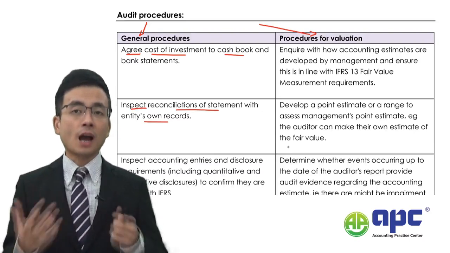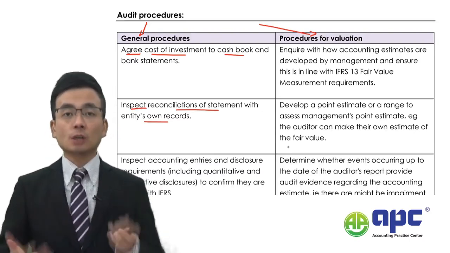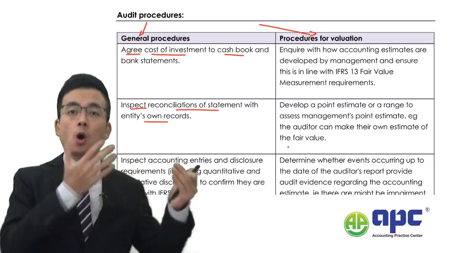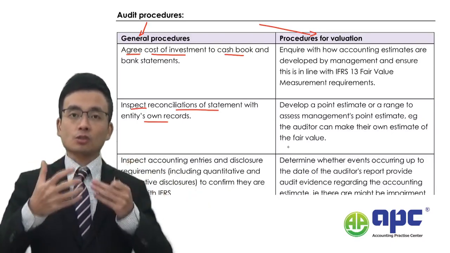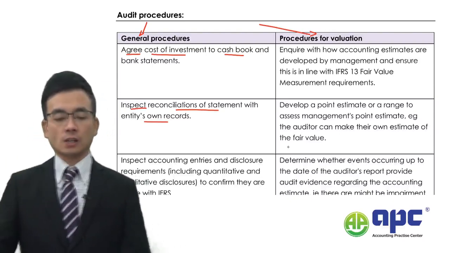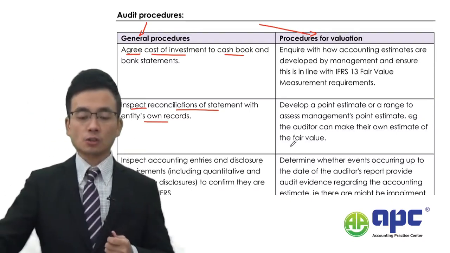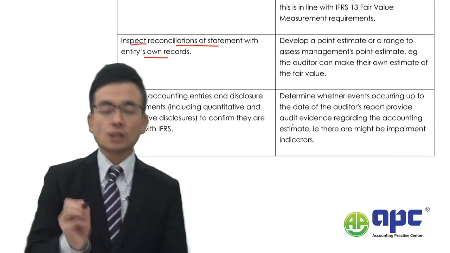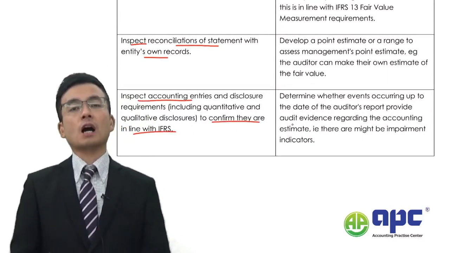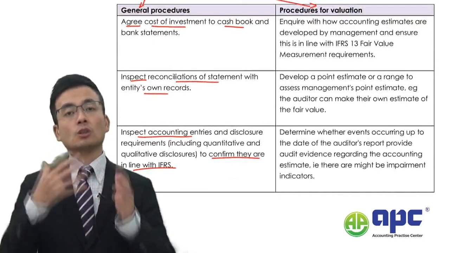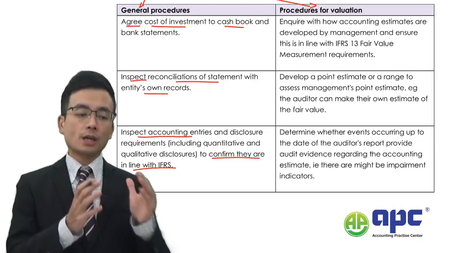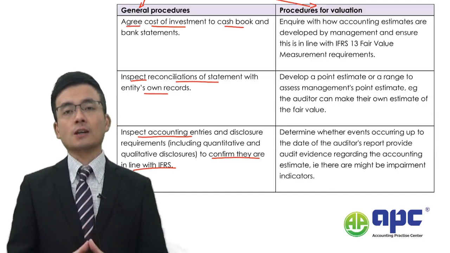I would say 9 out of 10, it will not contain any errors. But sometimes, due to timing differences, it may include, for example, errors, or it may include certain transactions not appearing in the futures exchange record. And that's why we need to inspect the reconciliations between these two. And we also need to inspect the accounting entries made by the client as well as the disclosure requirements to confirm they're in line with IFRS. So make sure for each procedure you need to include 3 parts: how you're going to do it, what to check, and why. So 3 general procedures will be 3 easy marks that you can gain in your exam.